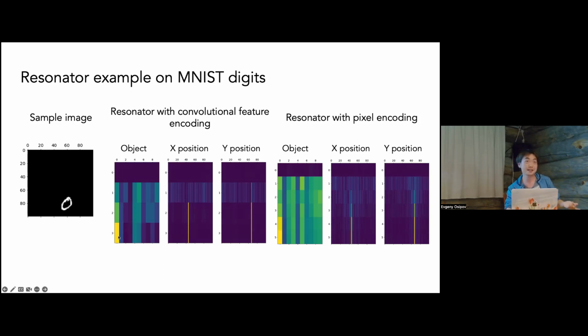The yellow here indicates that it's highly similar to a particular solution, whereas the purple says it's pretty close to orthogonal to a particular item in the codebook. Okay, so 2 observations. One is that the iterations on average tend to be shorter for the convolutional feature encoding versus the pixel encoding. In this example, it happens to be 3 iterations versus 5 iterations. It's going to be random based on your initialization. However, on average, it tends to be faster with the convolutional features.